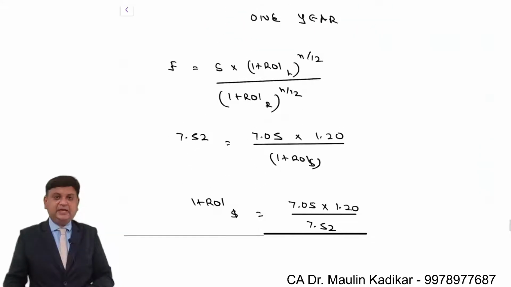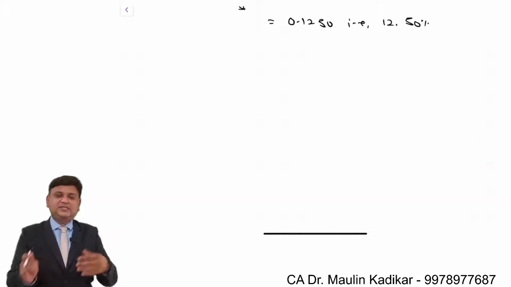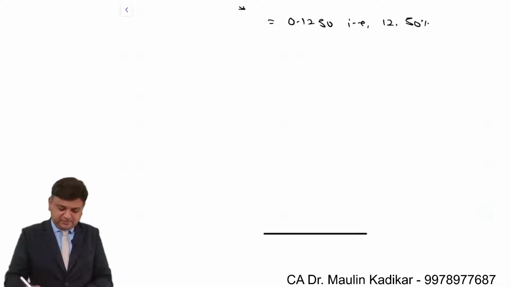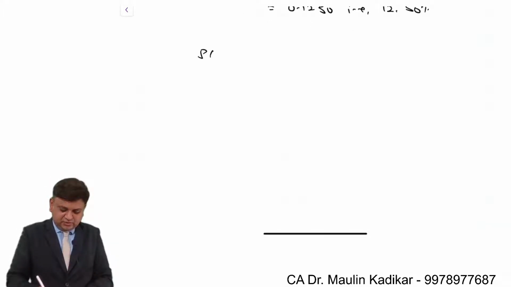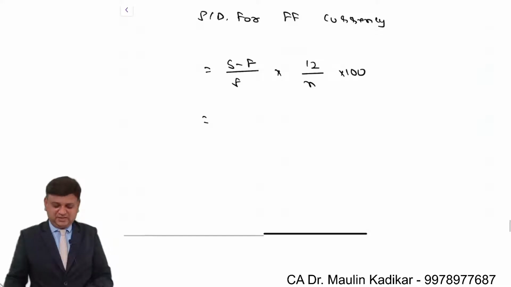Now instead of making the calculation of the rate of interest, you could have found the forward premium or discount for the French franc currency, because we have sufficient information to answer either of the questions. So premium or discount for French franc currency is spot minus forward upon forward into 12 divided by n into 100. That is the way we are supposed to find the answer.